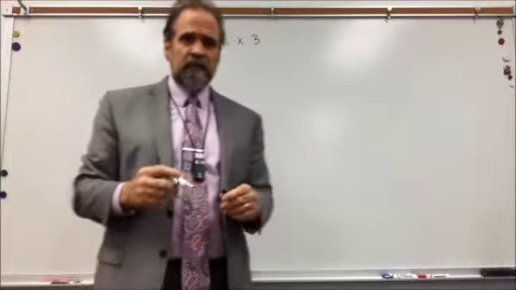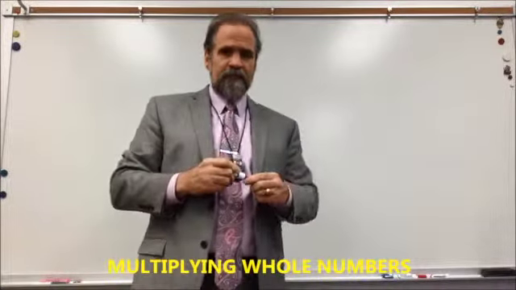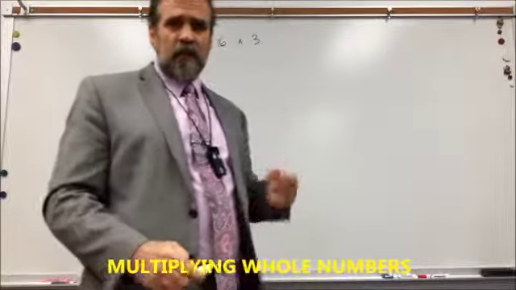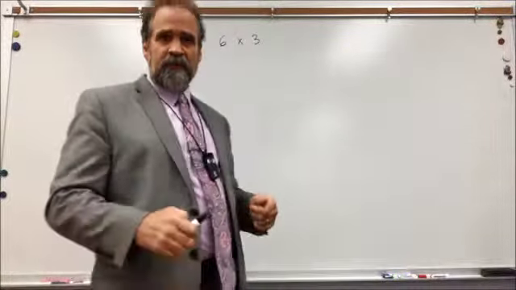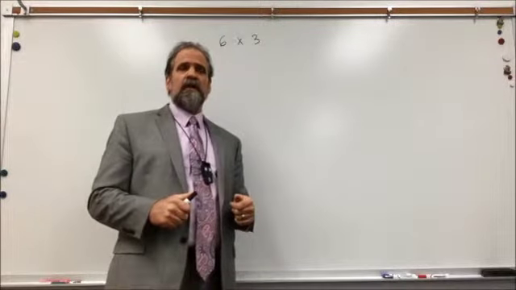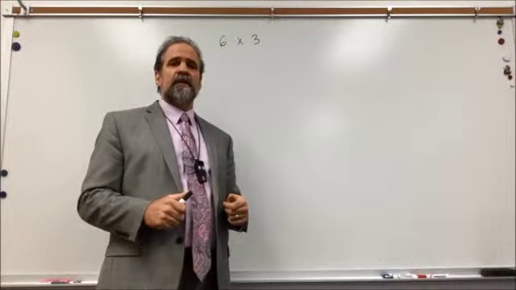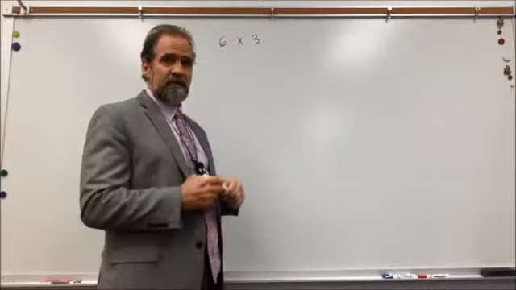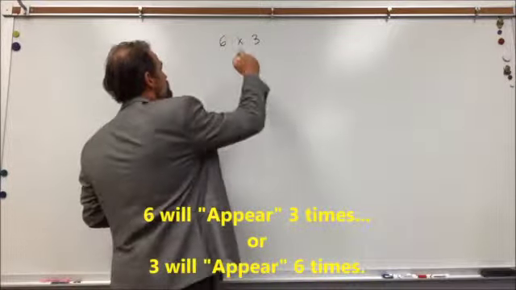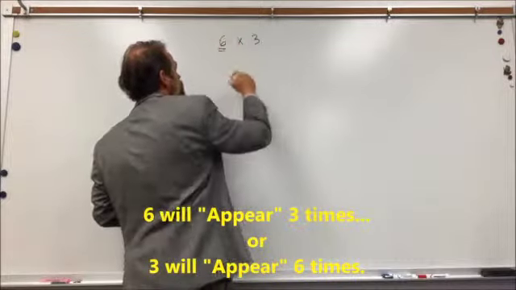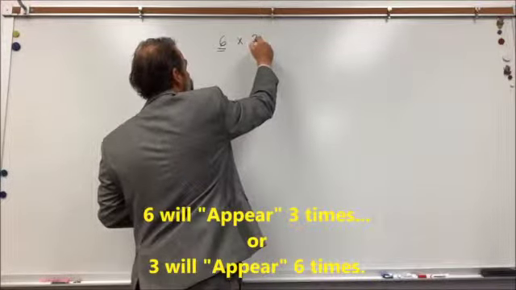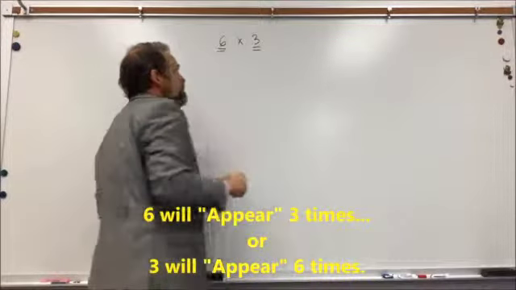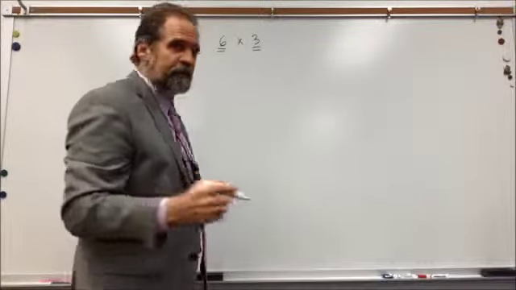All right, we're going to start with something simple like 6 times 3. We can think of that a lot of different ways. But one of the ways we can think about this is to consider what times means. It means either 6 will appear 3 times or 3 will appear 6 times. So it doesn't really matter how you do it.